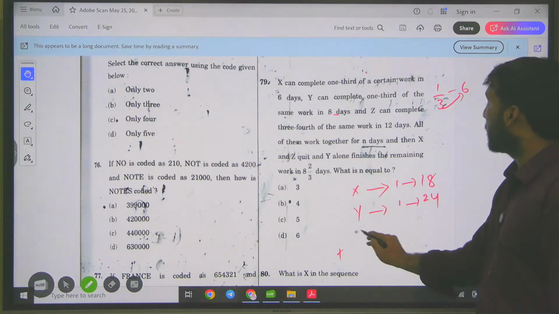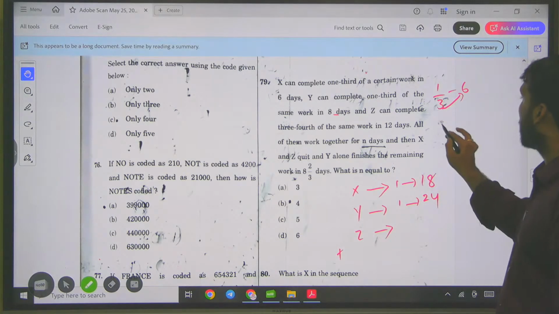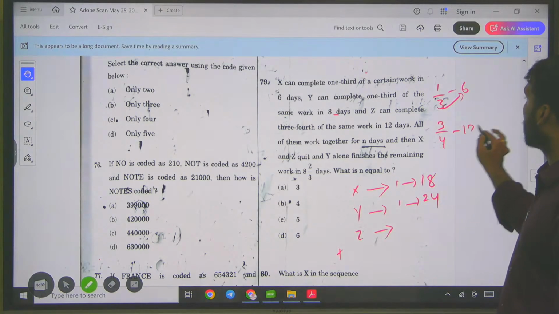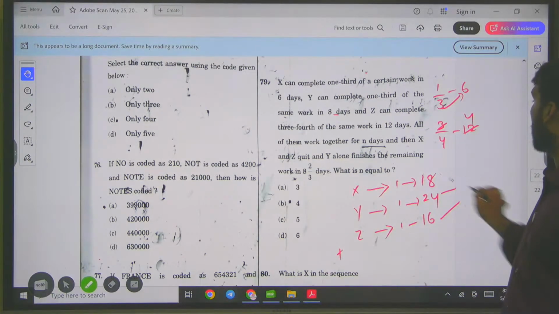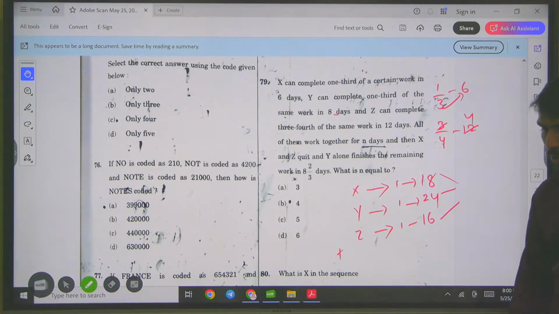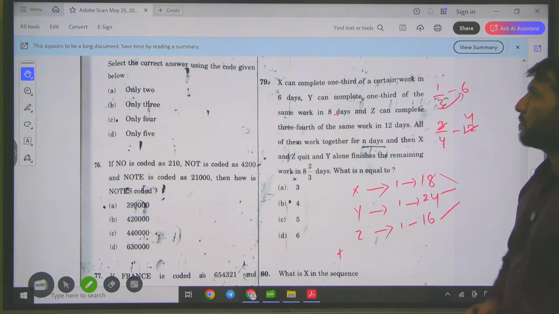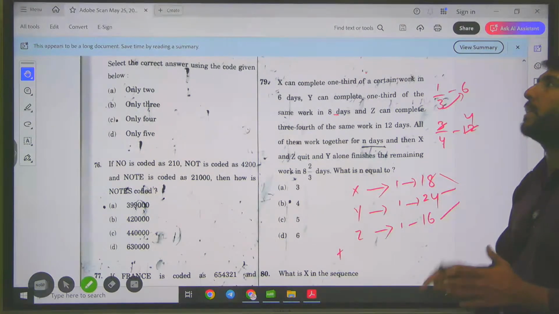Z can complete 3/4 of the work in 12 days. 3/4 of the work in 12 days, 3 ones are 3, 4 fours are 16, so one work will be 16 days. Yes or no? 24 threes are 72, 16 fives are 80, so not possible.